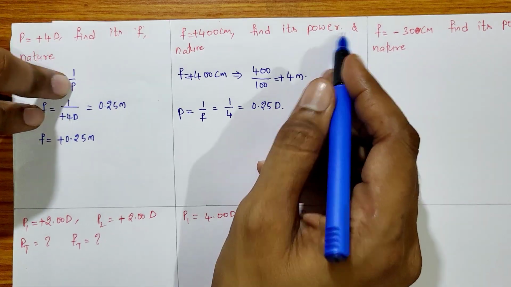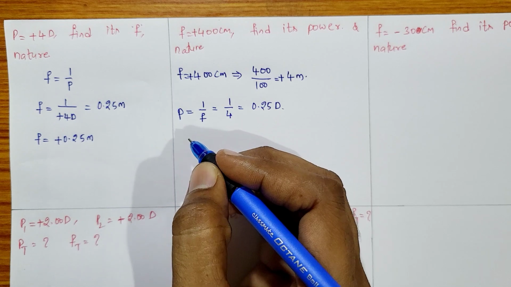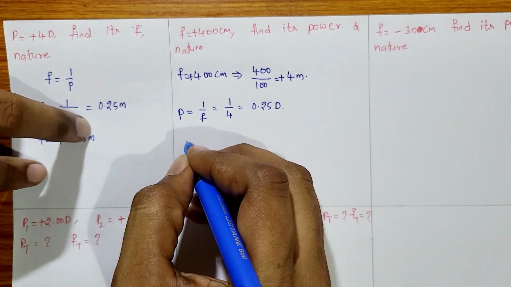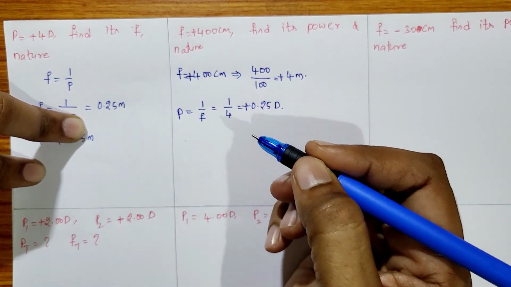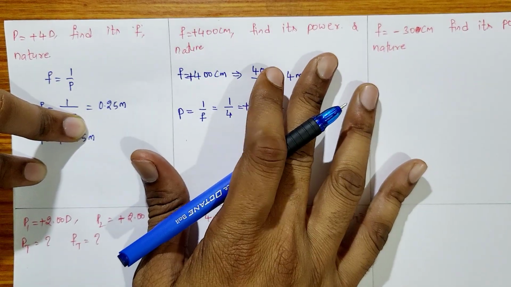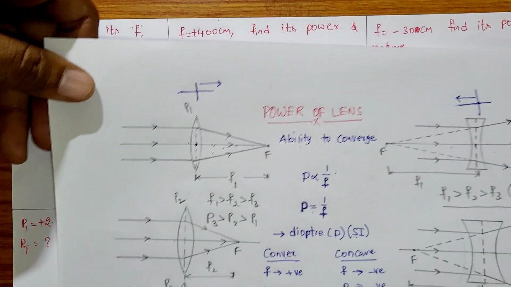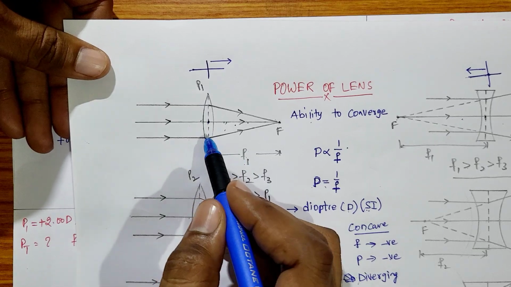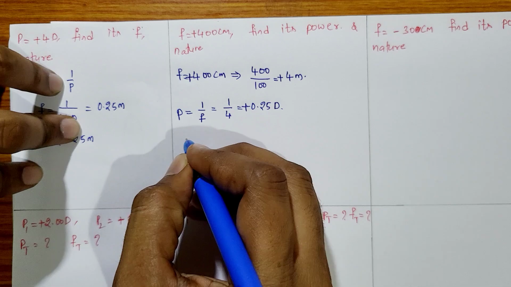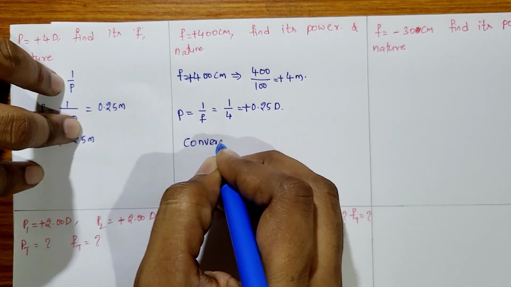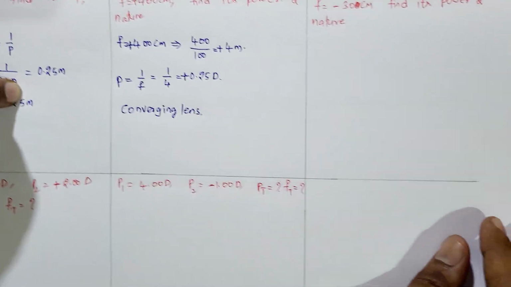Now, and its nature. Which type of lens is it? If they ask you to find the nature, you should write the nature as either converging or diverging. Positive focal length means positive power, means positive focal length is on the right side. See? This is positive focal length. Which type of lens is it? It will be a convex lens and converging in nature. So you can write it as convex lens or converging lens. Okay. Now let us go to the next question.